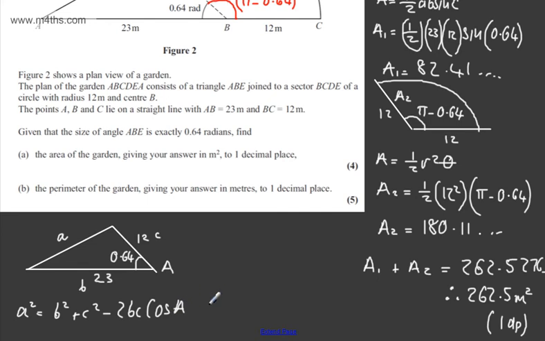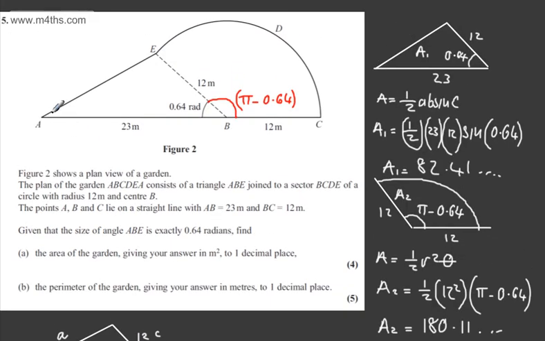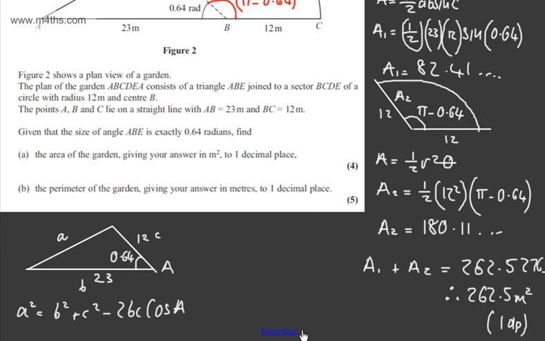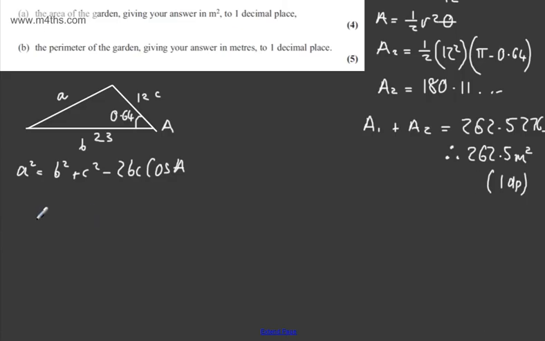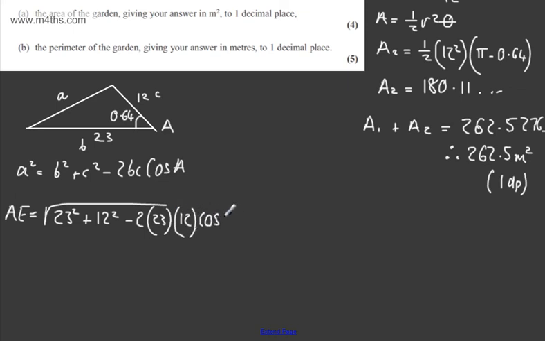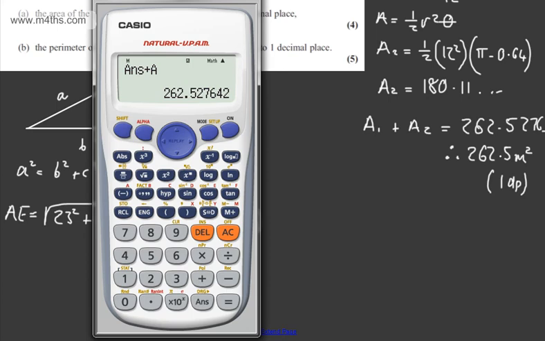So all I'm going to do is simply find now the length, and that is AE. So let's go ahead and do that. So we can say now that AE will be equal to the square root of B squared, which is going to be 23 squared. Then we're going to have plus C squared, which is 12 squared, minus 2 lots of B, which is 23, multiplied by C, which is 12, multiplied by the cosine now of 0.64 radians. So straight for the calculator with this one now, I'm going to plug that in.